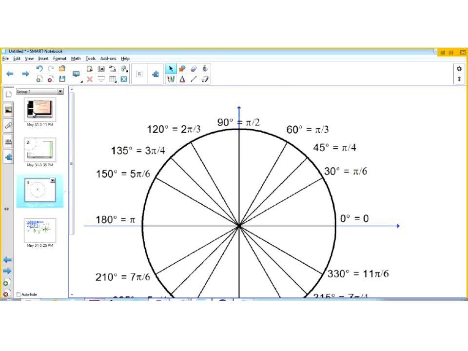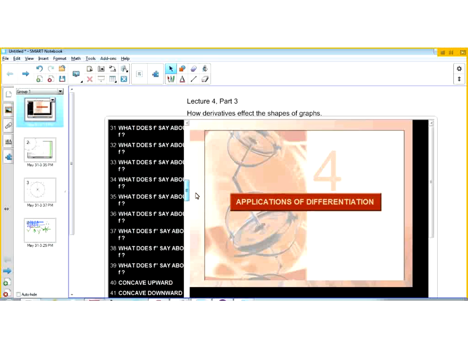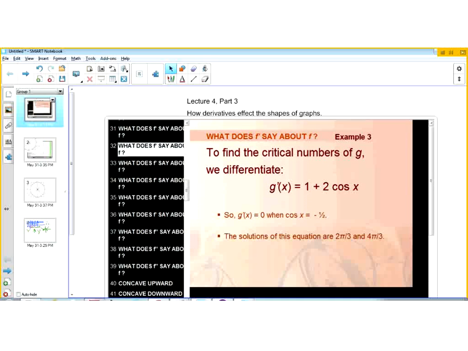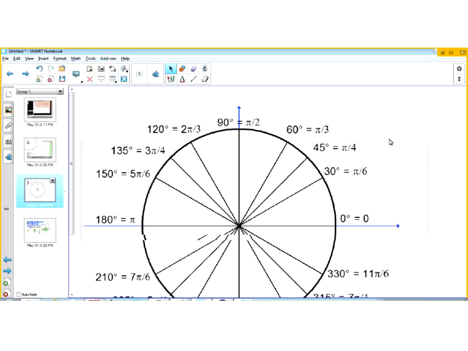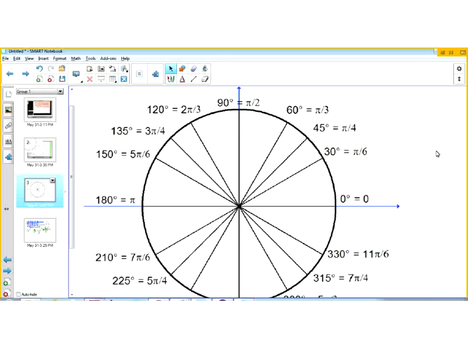So now the question was, on slide 32, we are trying to find where g prime of x is equal to negative 1/2. I believe that was it. So where g prime of x is equal to 0 and cosine x is equal to negative 1/2. So what values of cosine x equal 1/2? We can say cosine x equals 1/2. That's still not very useful, is it?